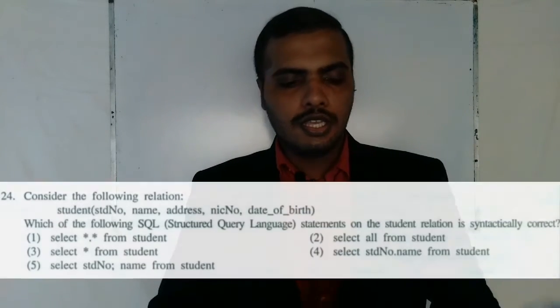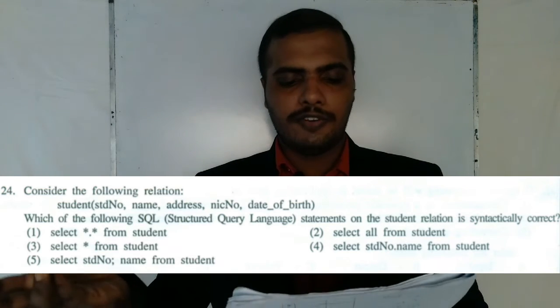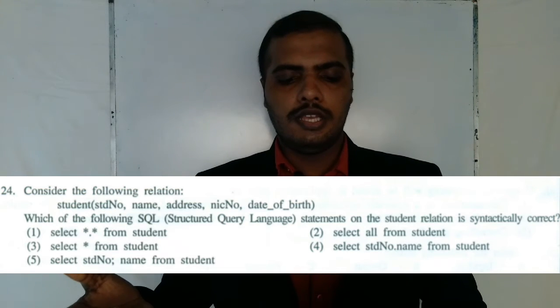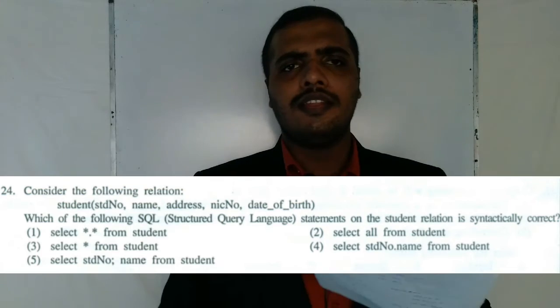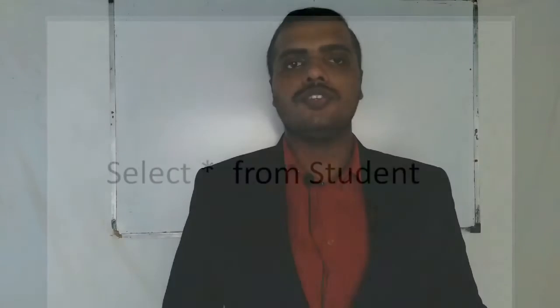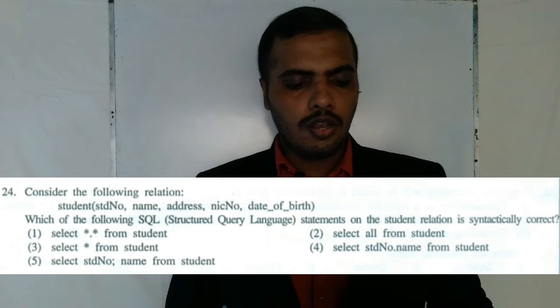24th question. Consider the following relation: student. There are some attributes: student number, name, address, NIC number, date of birth. It's actually a very easy question. It asks what is the syntactically correct SQL statement. So it is select all from student. If it is teacher, select all from teacher. If it is from school, select all from school. So that's a very, very straightforward question. So the answer is select all from student.